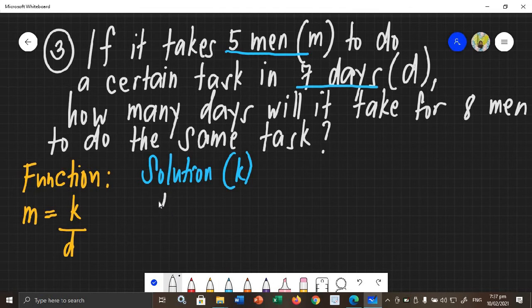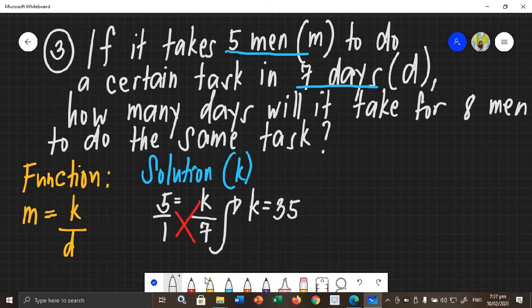No? So using the first given for M, which is 5, and then sa D, which is 7, M natin is 5, D natin is 7. So the value of our K is equal to 7 times 5 or 5 times 7. That will be equal to 35. So yun yung constant of variation natin, 35.